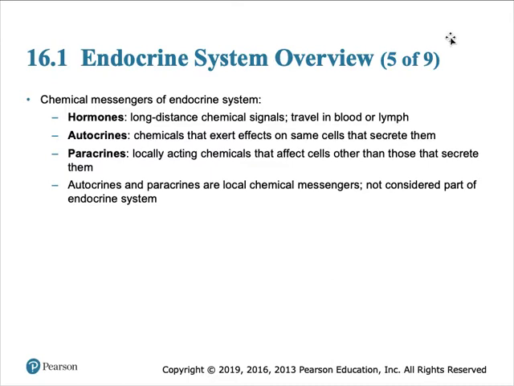For example, insulin is secreted by the pancreas, and that affects muscle cells in the arm. That's not anywhere nearby. So autocrines and paracrines are local chemical messengers and are technically not part of the endocrine system, but it's important to understand the distinction between those and hormones.